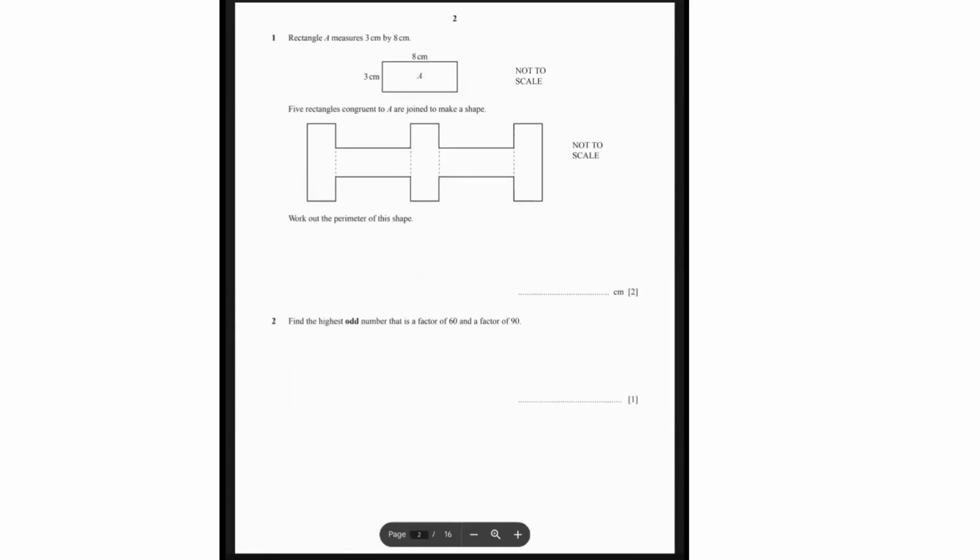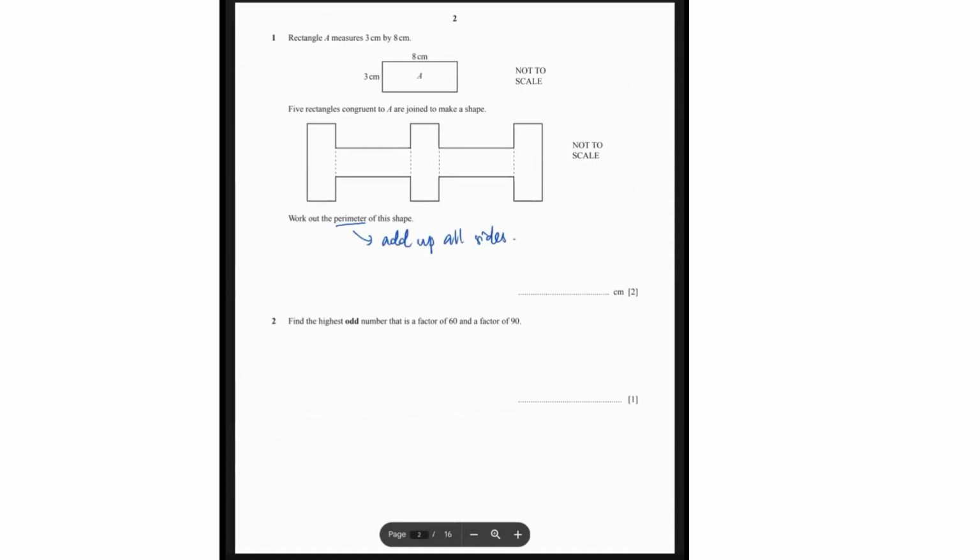A rectangle A measures 3 by 8 cm. 5 rectangles congruent to A are joined to make a shape. So I have 5 congruent rectangles: 1, 2, 3, 4, 5. Okay, I want to find the perimeter. To find perimeter, the simplest and most common way is just to add up all sides.